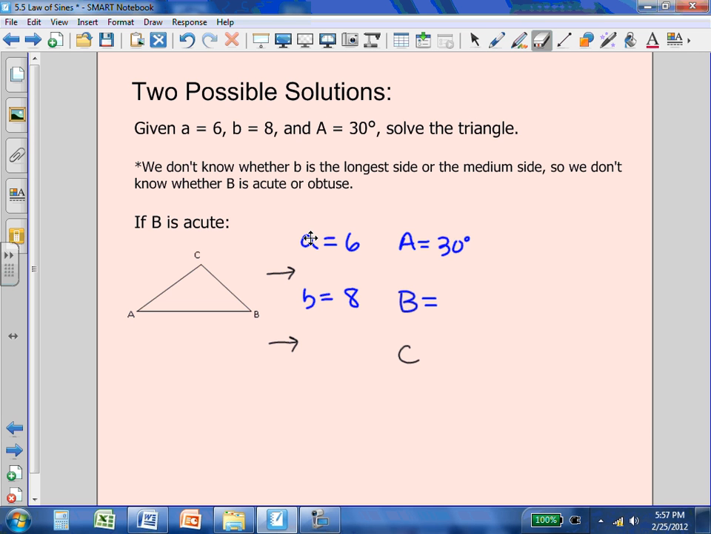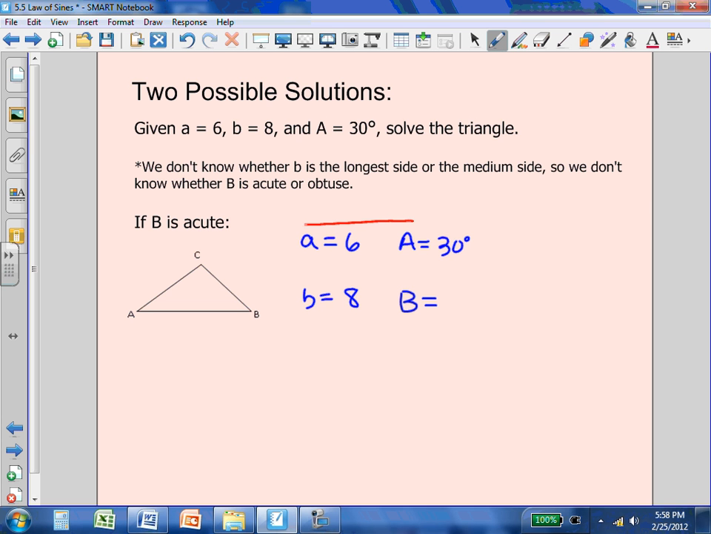Or it could go the other direction, where B is actually the longest side and side C is somewhere in between here. That means that angle C is somewhere in between, and then angle B has the opportunity to be obtuse. We just can't tell. Therefore, we are going to find two separate solutions. And then on this slide, we are just going to look at the case that B is acute.